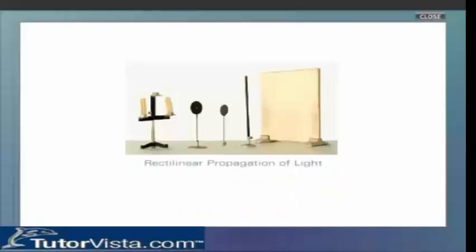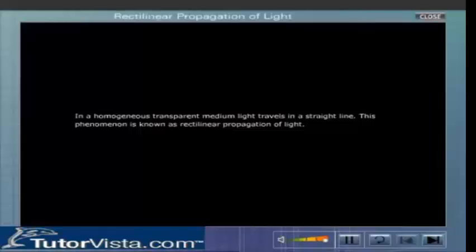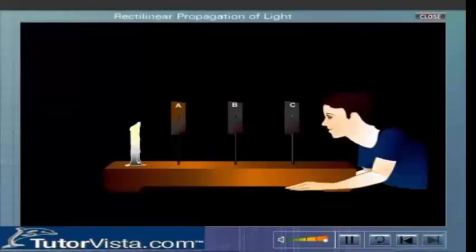Now let us try to prove that the light travels in a straight line. For this, take 3 cardboards. Make a small hole in the center of each cardboard using a thick needle. Now, arrange the cardboards in such a manner that the 3 holes are in the same line.